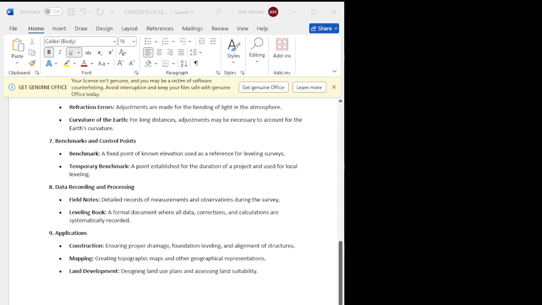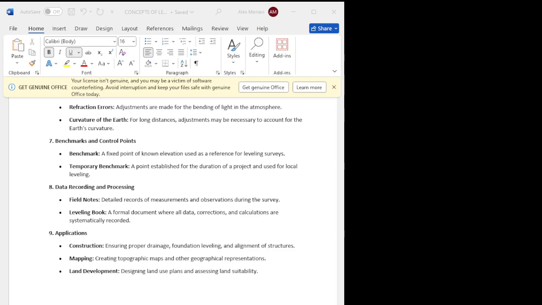We have data recording and processing. We have field notes and the leveling book. Field notes are a detailed record of measurements and observations during the survey. And the leveling book is a formal document where all data, corrections and calculations are systematically recorded.